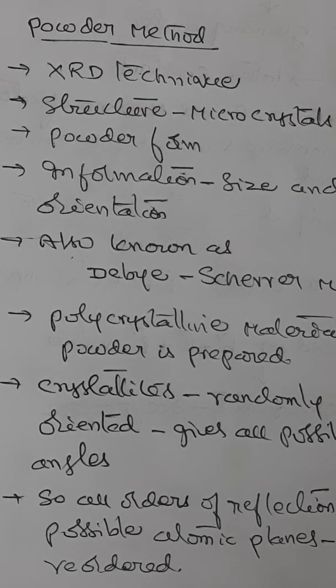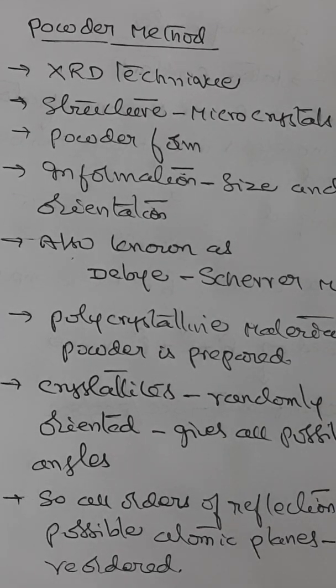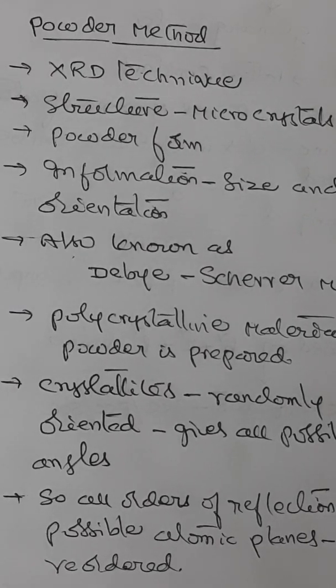Now this method gives information regarding both the size and orientations of the crystallites in powder form. This powder method is also known as the Debye-Scherrer method. Now here an interesting thing can be understood.